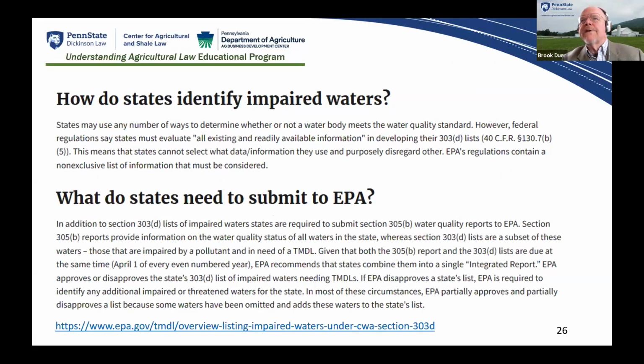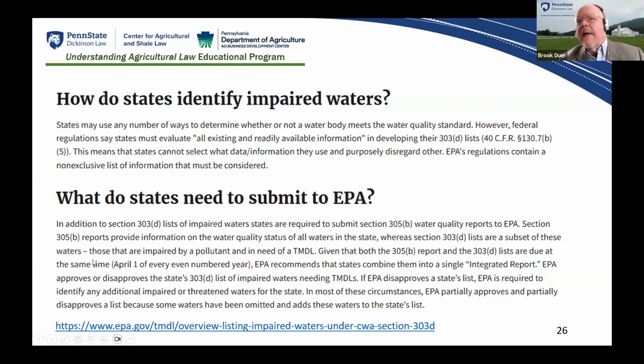Excuse me. What do states need to submit to EPA? Okay, this has a little bit of interesting expansion of what I've told you up to this point. In addition to the 303 list of impaired waters, they're also required to submit a section 305B. Now I'm talking like an environmental lawyer. Water quality reports to EPA. The 305B reports provide information on the water quality status of all waters in the state. This is that tracking concept that I'm just telling you about, whereas the 303D list is just a list that's a subset of impaired waters.